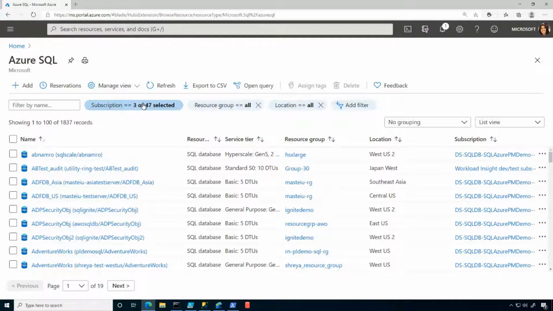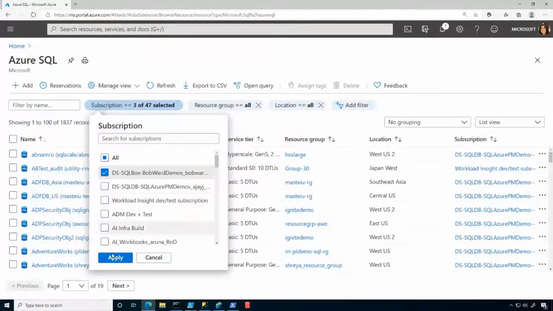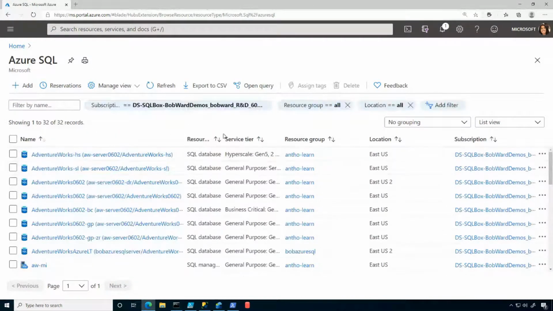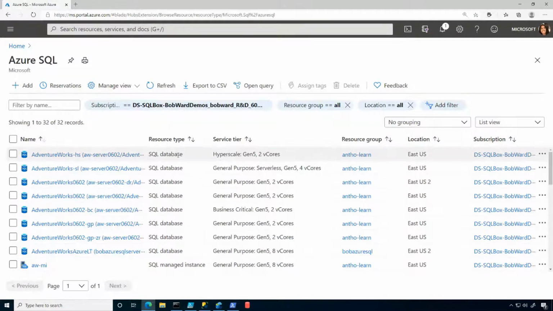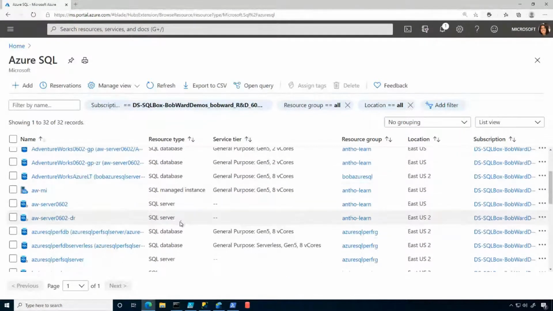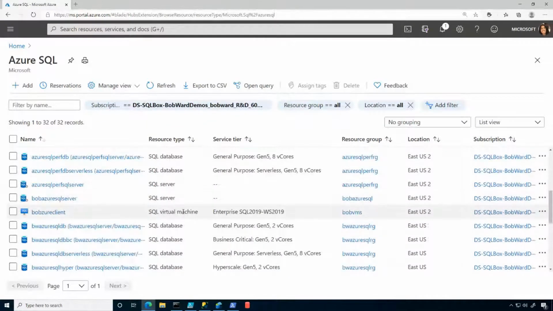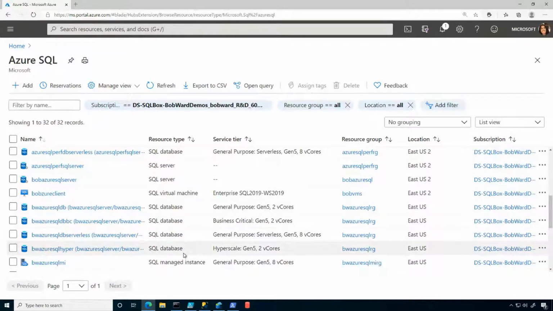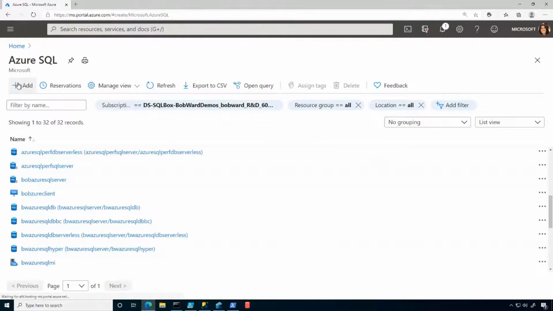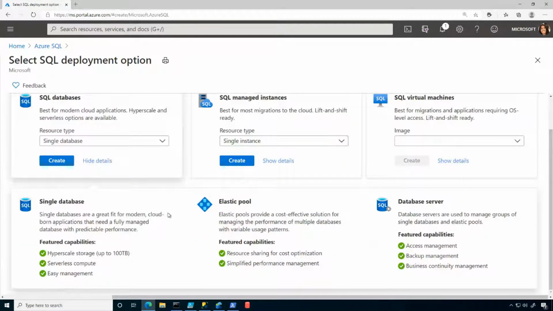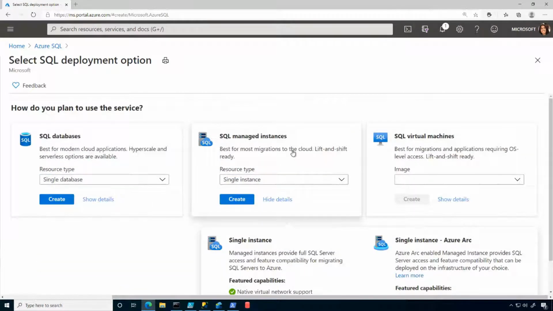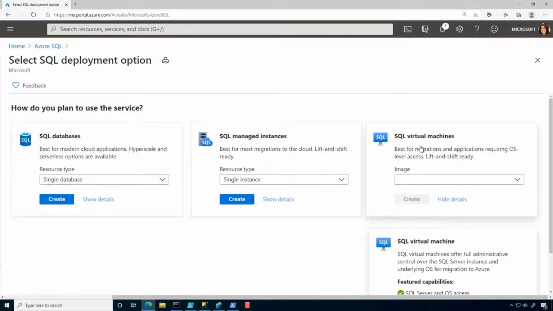I'll just narrow down my subscriptions, but what you can see here is all of my Azure SQL resources, as well as the service tiers, which we're going to dive into soon. You can see my SQL databases, my managed instances, my logical servers, even my SQL virtual machines, all in one place. This is really great about Azure SQL. And even better, we're making it easier when you go to deploy and you're trying to make this decision. We actually have use cases associated with single database or SQL managed instance, as well as, and I think this really puts the icing on the cake, SQL virtual machines.